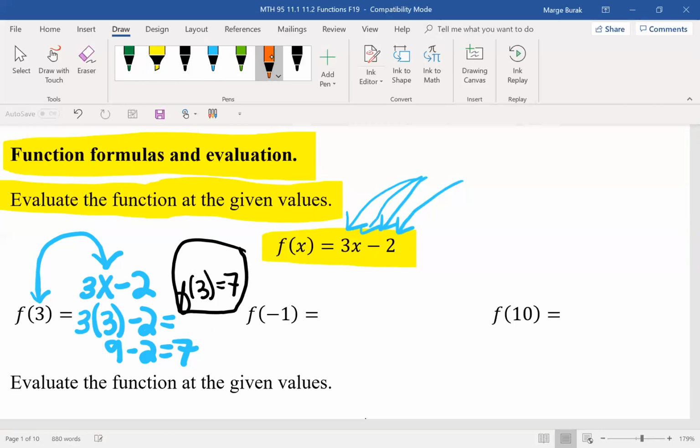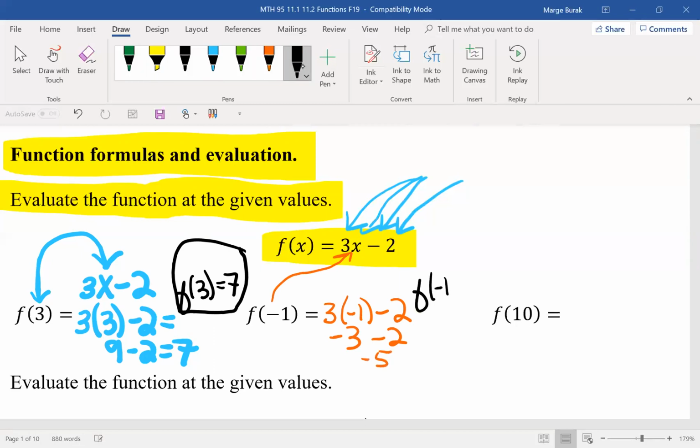Let's find f of negative 1. Now I'm going to put negative 1 into the x. So 3 times negative 1 minus 2. Order of operations: 3 times negative 1 is negative 3. Then I subtract 2, so negative 5. So my answer would be f of negative 1 equals negative 5.